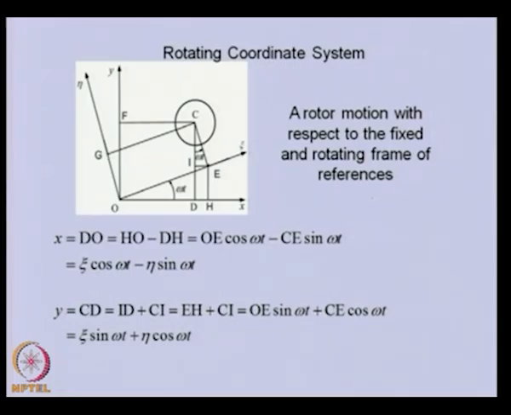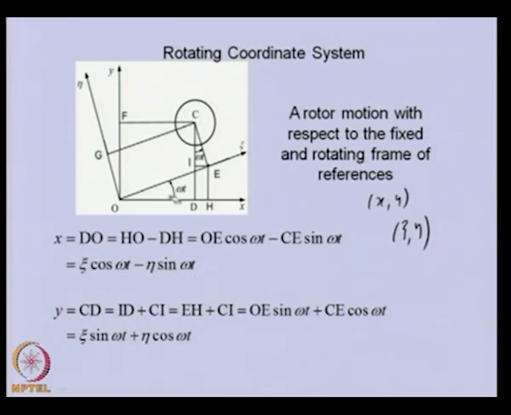That means we have x and y, the coordinates of the geometrical center of the shaft in the x y coordinate system, and another is xi and eta. We need to relate these two. With simple geometry, we can write x is equal to xi cos omega t minus eta sin omega t.